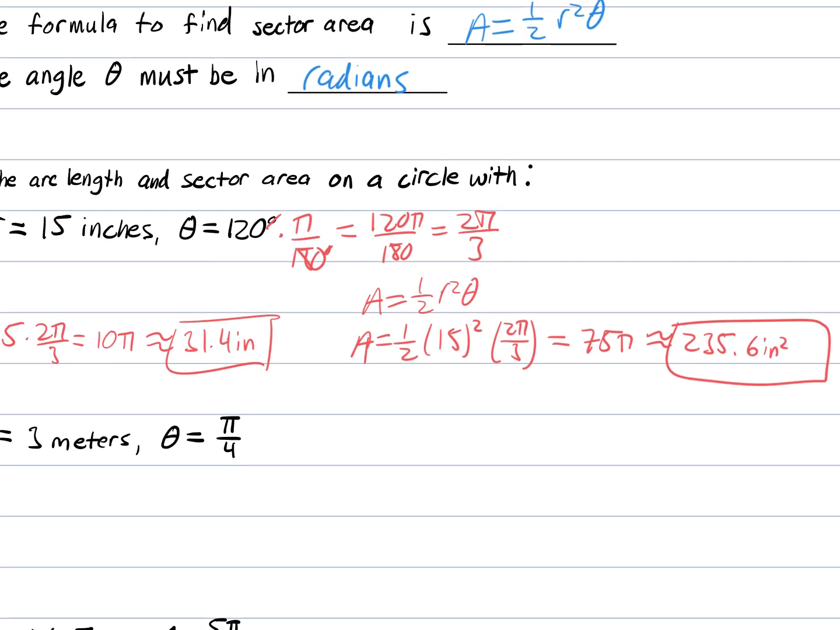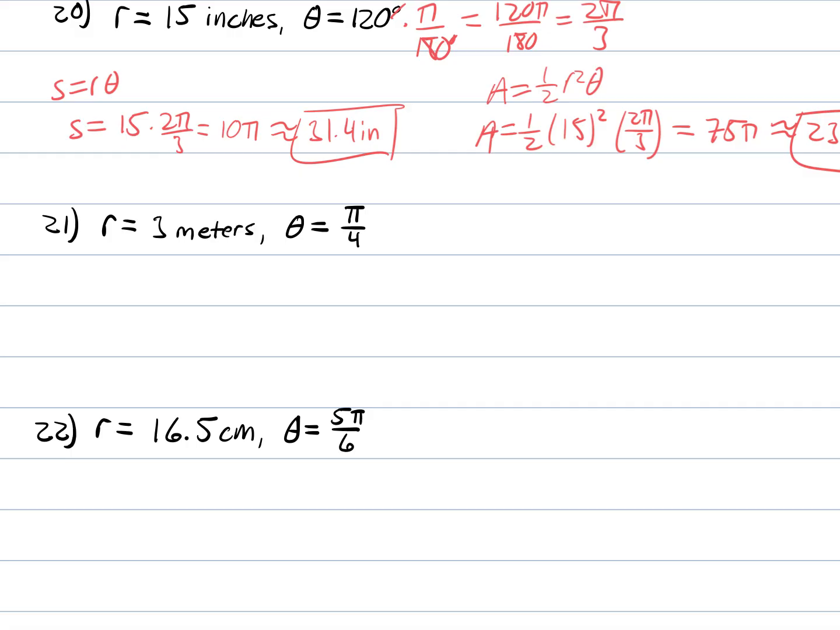The next two problems are a little bit easier because I give you the angle already in radians. My radius is 3 and my angle is pi over 4. So I can just plug this straight into S equals r theta. It's going to be S equals 3 times pi over 4, which is 3 pi over 4 simplified. There's not much you can do there. As a decimal approximation, this is about 2.4, to the nearest tenth of a meter.